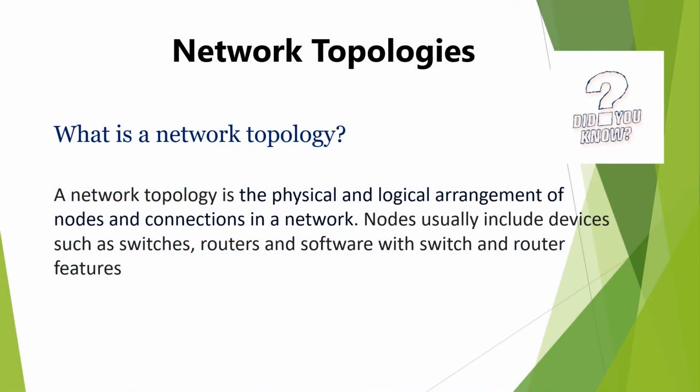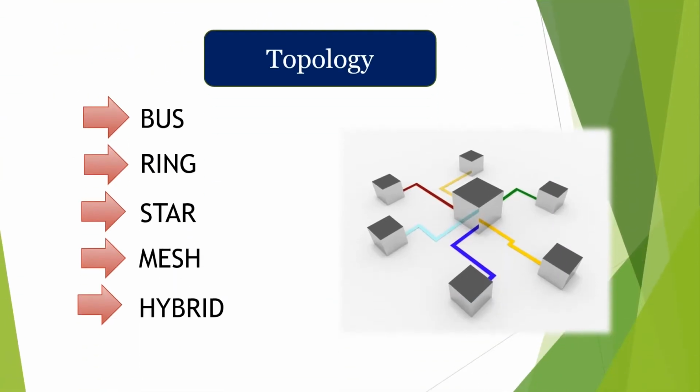Network topologies. What is a network topology? A network topology is the physical and logical arrangement of nodes and connections in a network. Nodes usually include devices such as switches, routers, and software with switch and router features. Topology: bus, ring, star, mesh, hybrid.